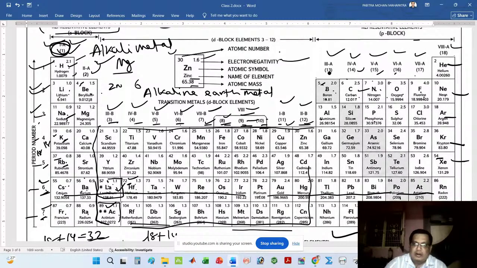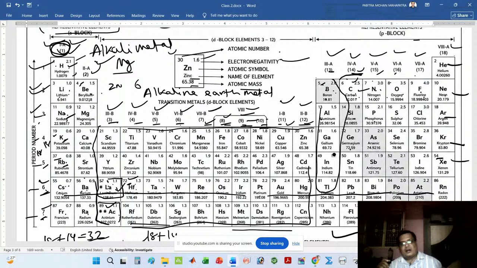This is called the boron family: boron, aluminum, gallium, indium, thallium. Then group 14, the 14th column, is said to be the carbon family: carbon, silicon, germanium, tin, lead. There is a certain trick to remember these elements, a funny trick, which I will explain clearly in the upcoming class. For this class, only remember the elements.